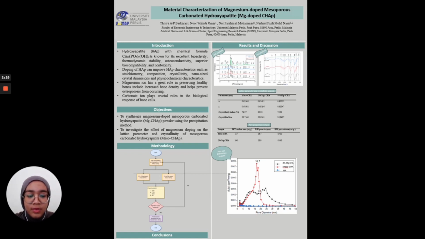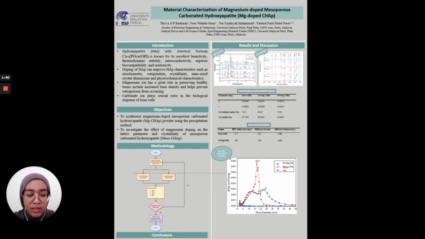In addition to that, the substitution of carbonate ion in the HAP lattice is known to weaken the apatite structure and make it more soluble, with lower crystallinity, and is suitable for bone-related use.